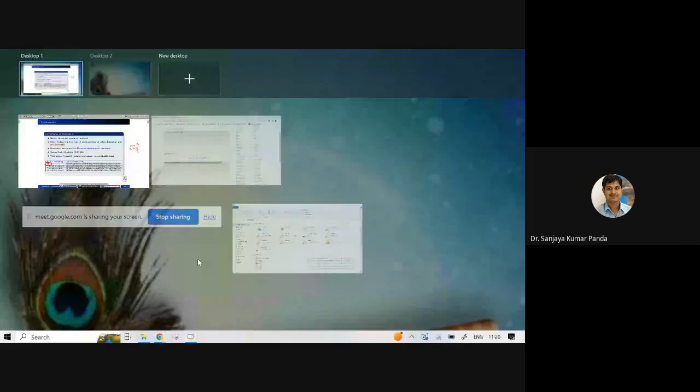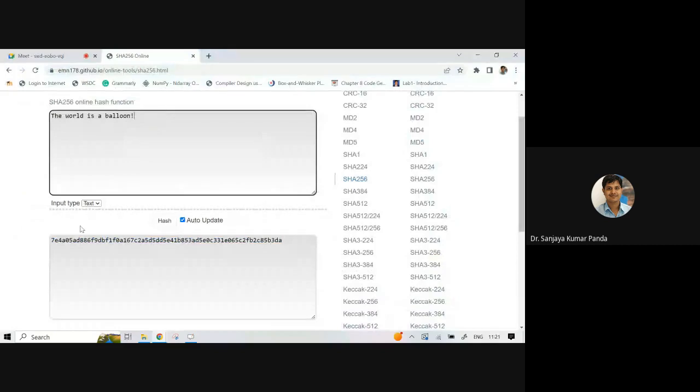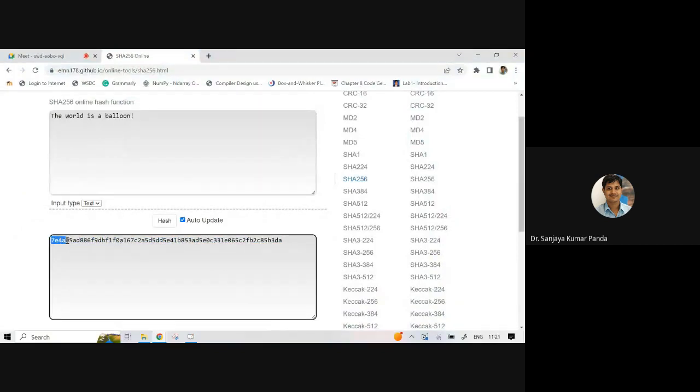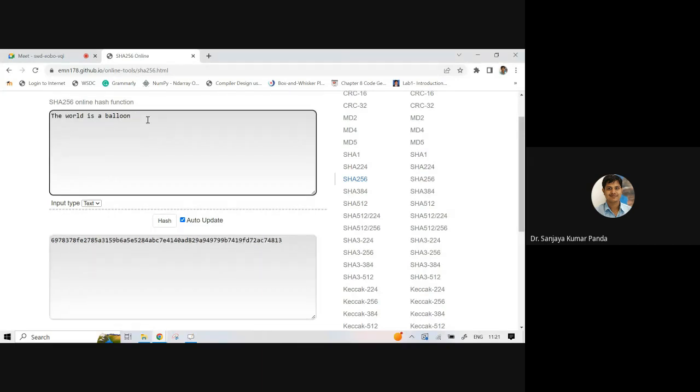But if I remove the exclamation mark, you can notice before deleting it, the SHA value is 7E4A. If I remove it, it changes to 6978. Moreover, if this capital T, suppose I write a small t, again the hash value changes to 8426 followed by the rest of the hex digits. So with a minor change in the input text, even if there is a space, you will get a different hash value as your output.